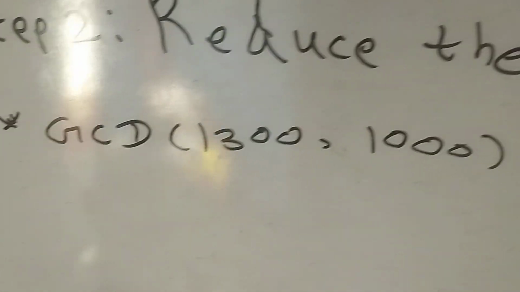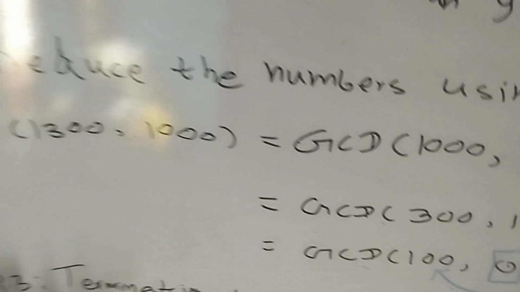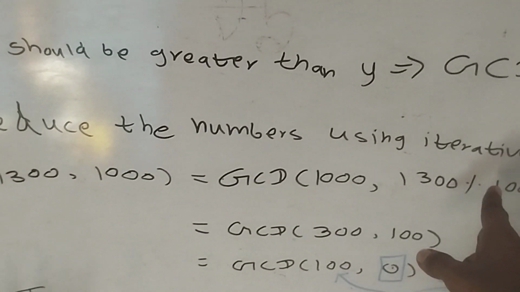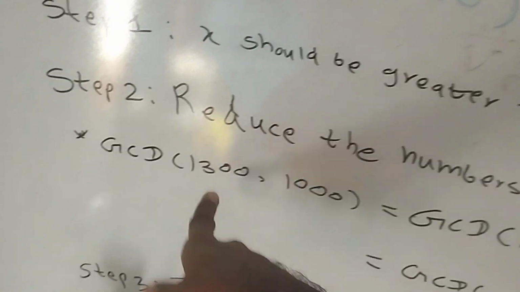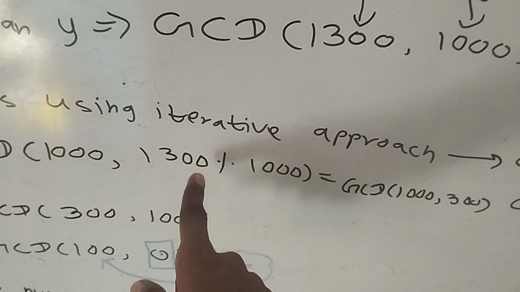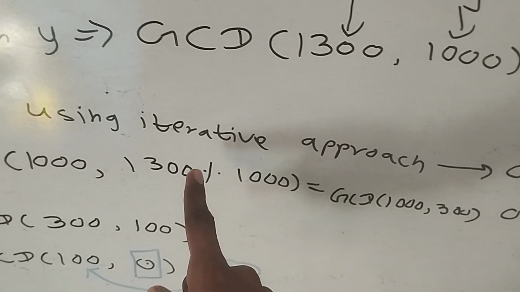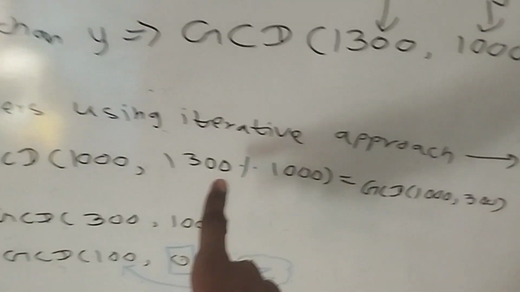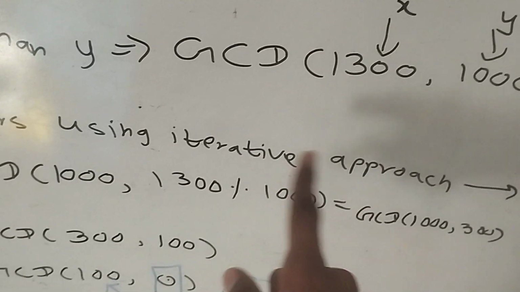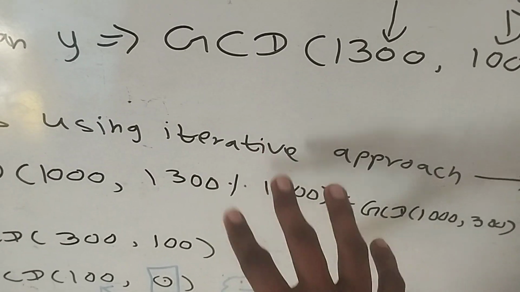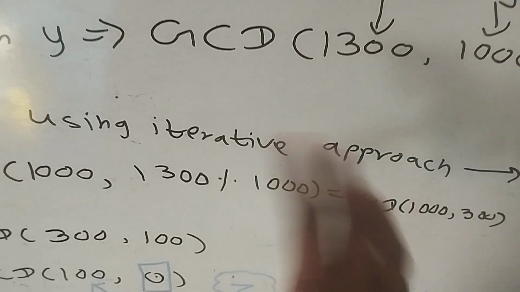We need to find the GCD of 1300 and 1000. So we put the second number in the first position, and for the second position we'll put the remainder of this one when we divide it by this one. That's what I wrote here: 1300, the percentage sign, and 1000. That will result in 300. We know 1300 can be written as 1000 plus 300, so that 1000 will be divided by this 1000, and the remainder will be 300 because 300 can't be divided by 1000.